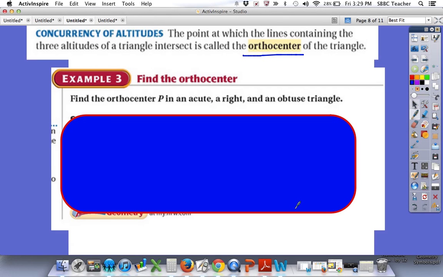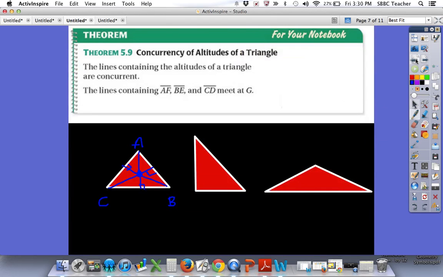So example 3 asks us to find the orthocenter for an acute triangle, a right triangle, and an obtuse triangle. So I'm going to use the triangles we had on our previous slide. Now, this right triangle has a special quality. Let's draw the altitudes and you'll see what I mean. This is 90 degrees. If we take this vertex and draw a line straight down, you're going to notice that the line we draw actually coincides with the side of the triangle. So the altitude on a right triangle actually coincides with the side of the triangle.